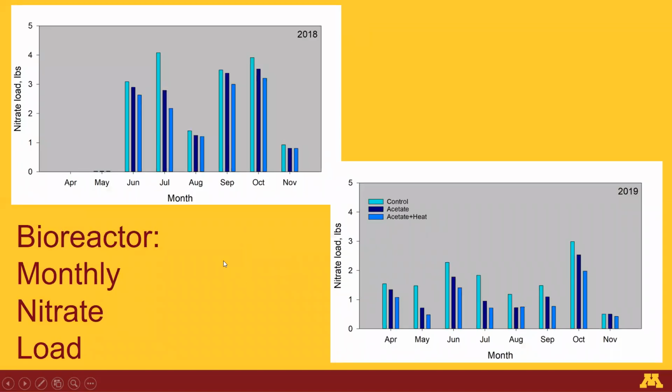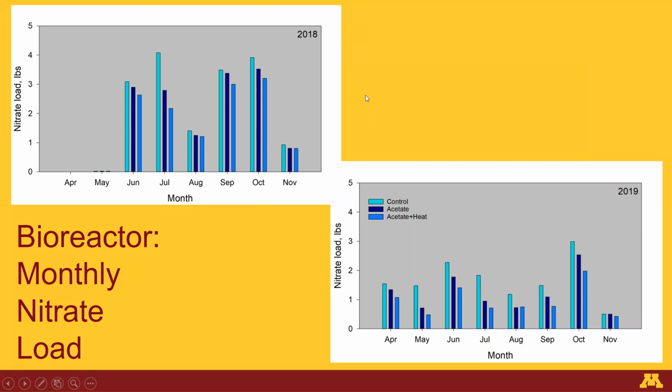So this is the bioreactor monthly nitrate load reductions. Again, we have a similar color scheme here. So the control is a light green, dark blue is the acetate, and the acetate plus heat is the lighter blue color. Of course, 2018 is the upper left figure, and 2019 is the lower right figure.